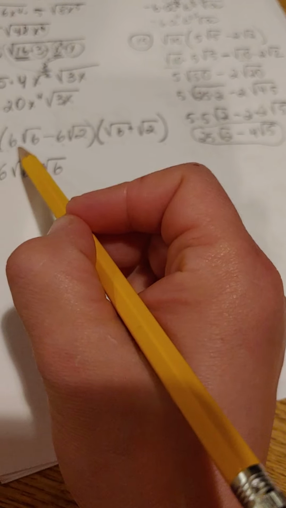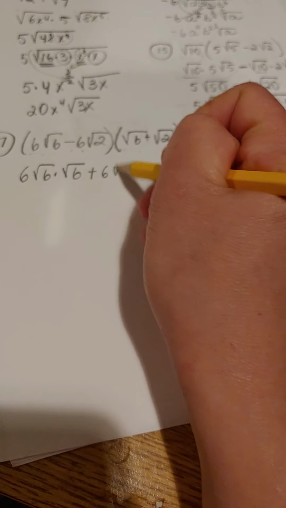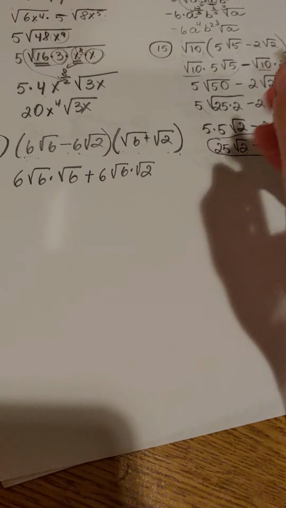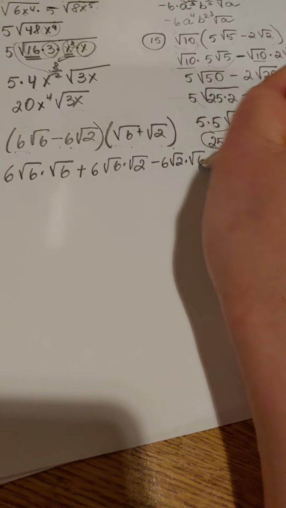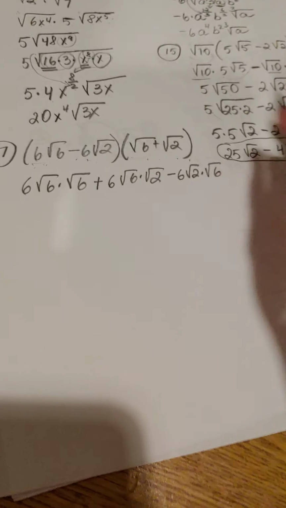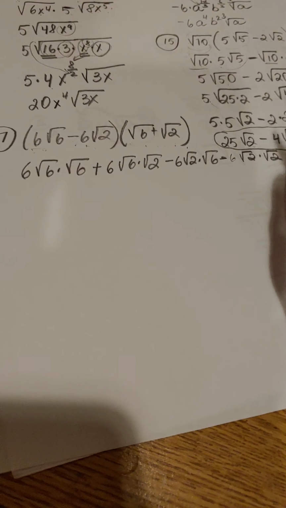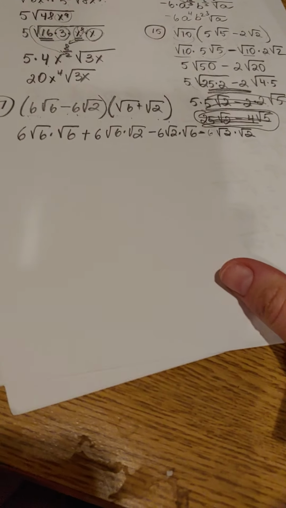So I'm going to multiply the first by the first, so this times this. Then I'm going to multiply first by the second, so this is positive, and this is positive, so the product is positive. So it's 6 square root of 6 times square root of 2. I'm going to multiply that, and then I'm going to take the second one, which is negative 6 square root of 2. I'm going to multiply by the first, and then I'm going to multiply negative 6 square root of 2 by the second. I'm sorry, I have the previous problem right there. So let me just cross it out so that you understand that it's not part of it.